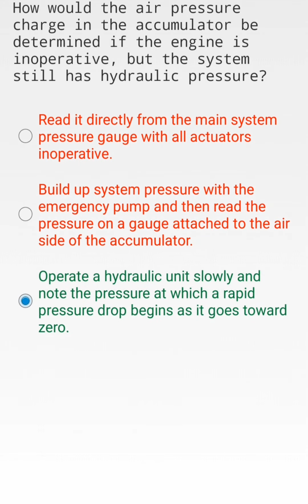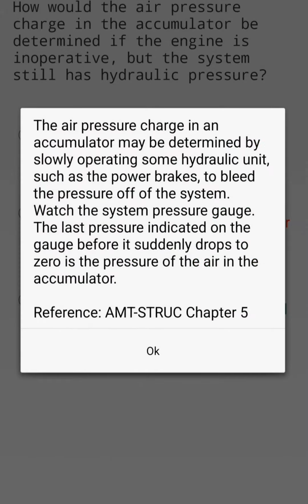How would the air pressure charge in the accumulator be determined if the engine is inoperative, but the system still has hydraulic pressure? Operate a hydraulic unit slowly and note the pressure at which a rapid pressure drop begins as it goes towards zero. The air pressure charge in an accumulator may be determined by slowly operating some hydraulic unit, such as the power brakes, to bleed the pressure off of the system. Watch the system pressure gauge. The last pressure indicated on the gauge before it suddenly drops to zero is the pressure of the air in the accumulator.